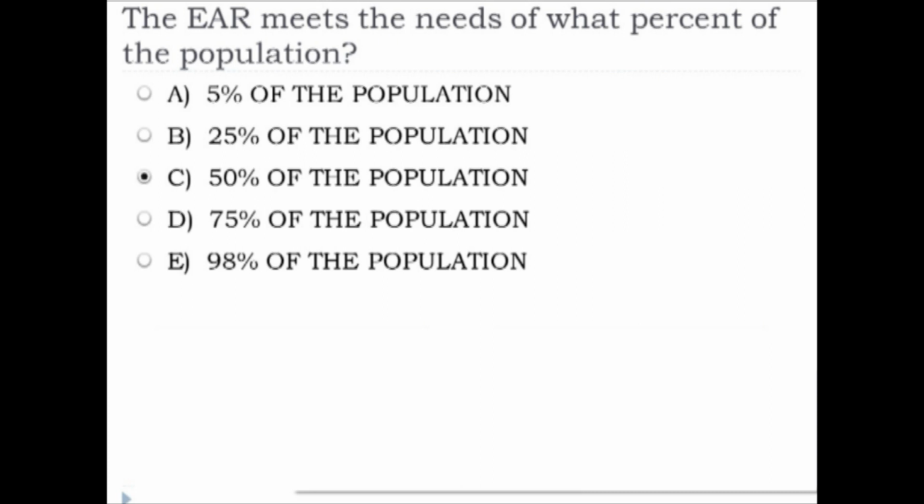The EAR is the estimated average requirement, and it's scientifically determined in order to meet the needs of 50% of the population. And a reminder that the RDA is determined by adding 2 standard deviations to the EAR in order to meet the needs of 98% of the population.